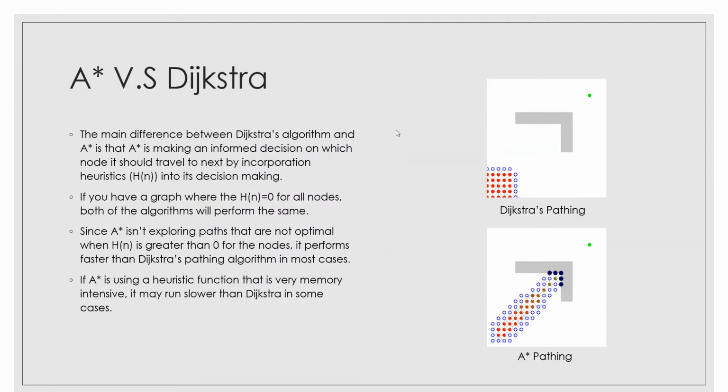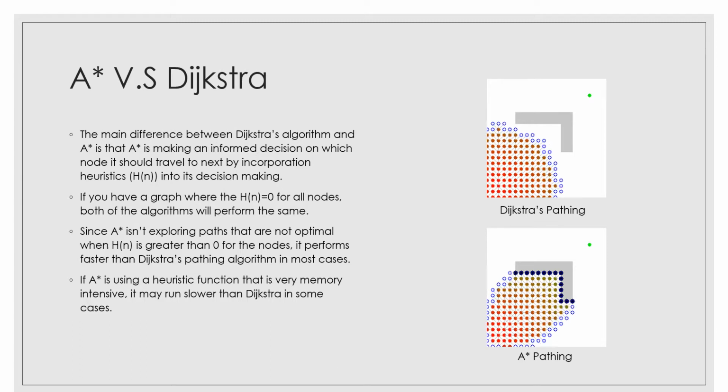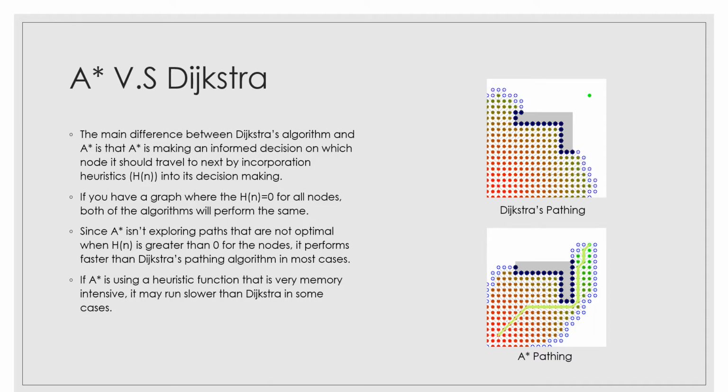And some of the main differences between A-star and Dijkstra's pathing algorithm is that A-star makes informed decisions along the way, whereas Dijkstra's isn't really taking that into account. And if you have a graph where the h of n is 0 for all nodes in the A-star path, it's pretty much going to function exactly the same as Dijkstra's algorithm. And I have an example of that a little bit later.